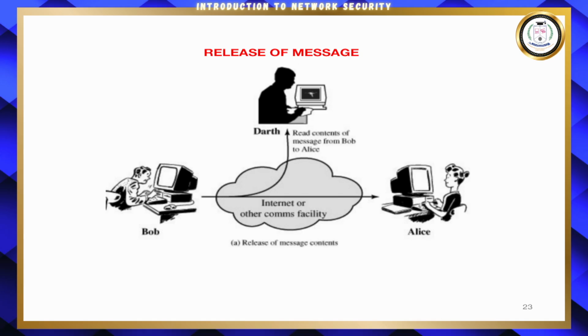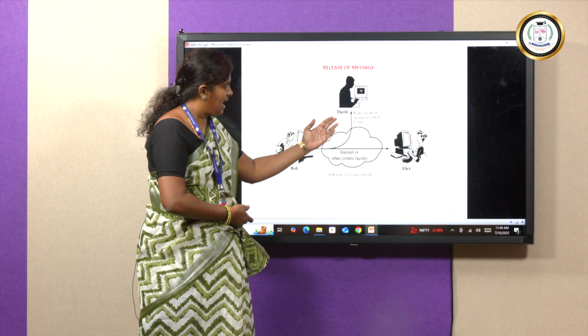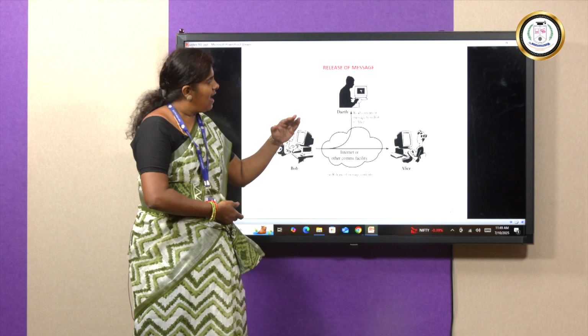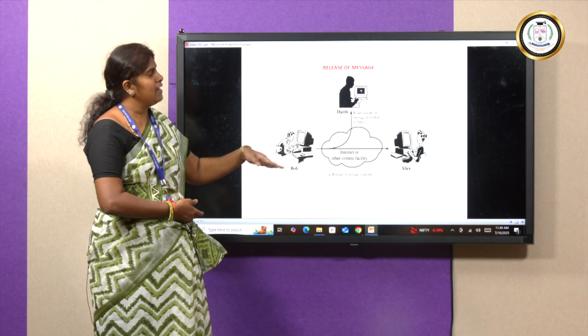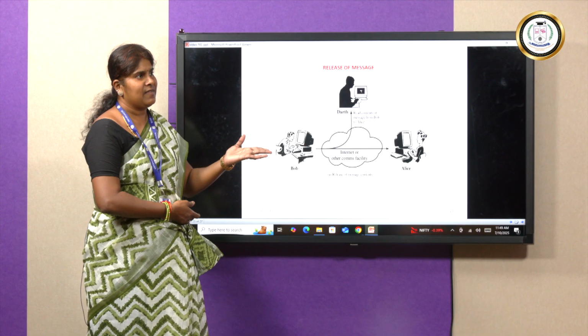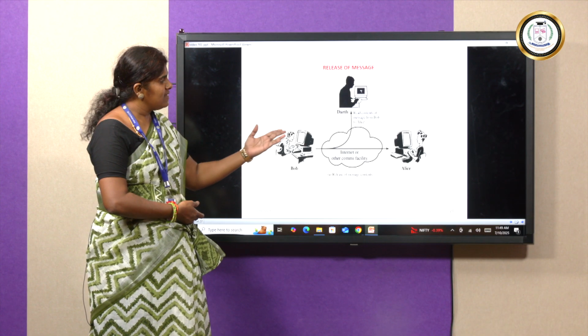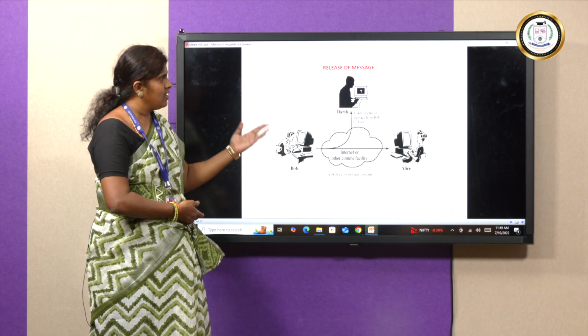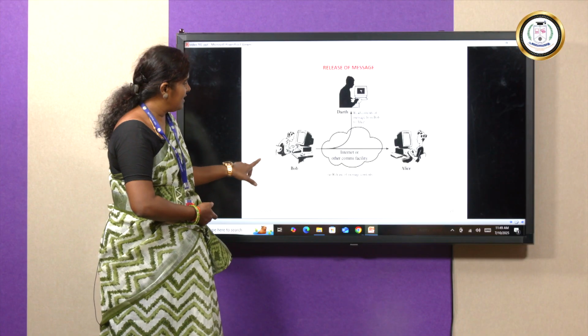So whatever message Bob wants to send to Alice, this attacker named Dart will get the message and he will not send it to Alice. He will release the message to some other user in the network. Actually, what happens is Alice will never receive the message. That is nothing but release of message content.